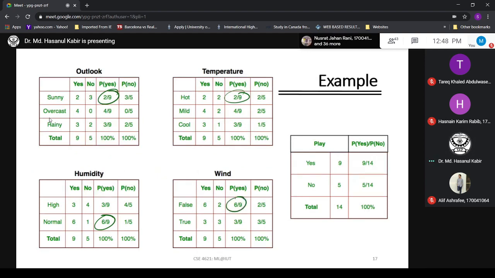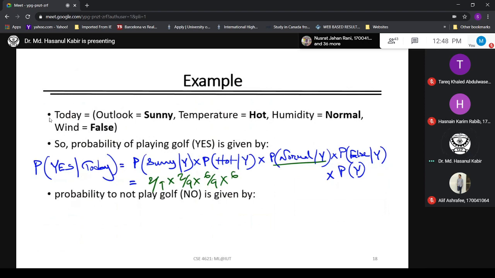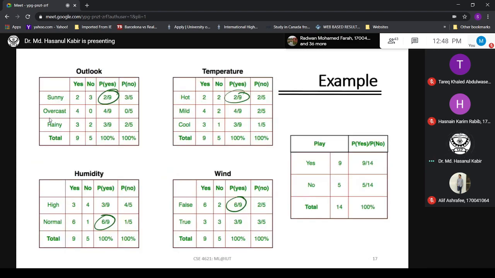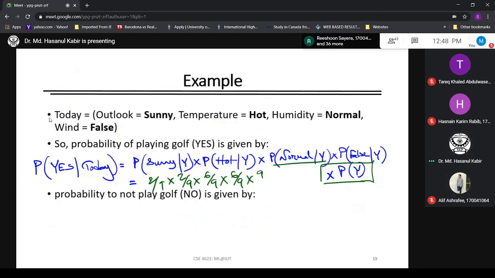It is 6 by 9 times, finally, the prior probability of you have played. What's the prior probability you have played? Sorry, this one, right? Yes or no? Yes, sir. Okay. So this is what we have. So it is 9 by 14, and if you calculate, you will see that the value will be something like 0.0141. This is what we have.